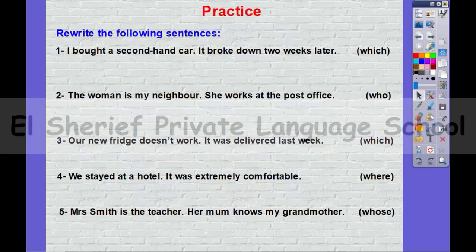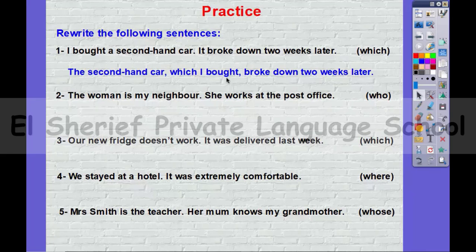So now let's do this exercise on non-defining relative clauses to make sure that you got it all. Rewrite the following sentences using the words in brackets. Number 1. I bought a second-hand car. It broke down 2 weeks later. So, the second-hand car which I bought broke down 2 weeks later. Number 2. The woman is my neighbor. She works at the post office. So, the woman who works at the post office is my neighbor.